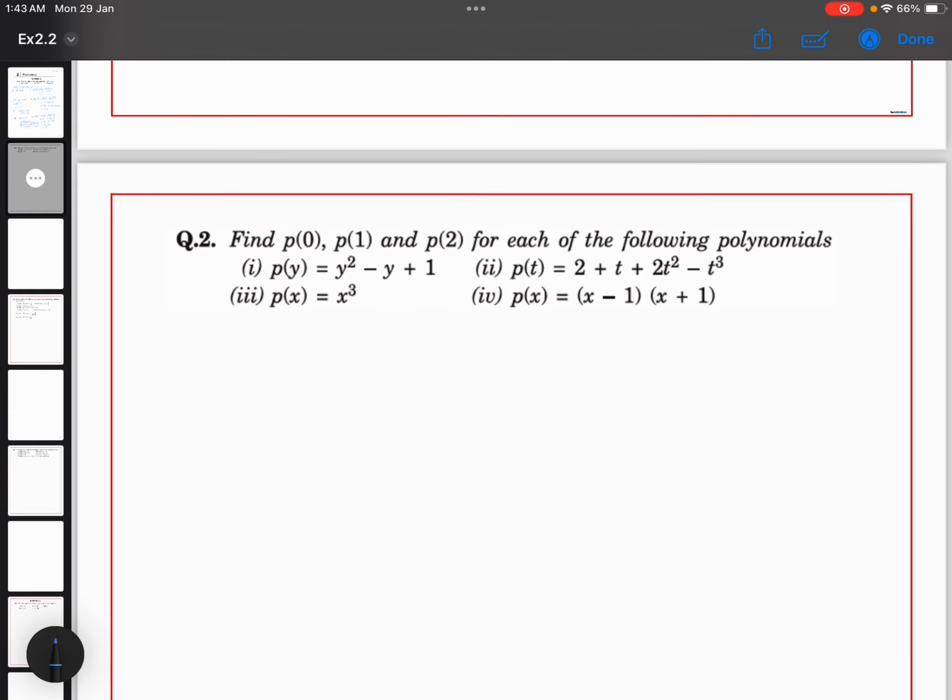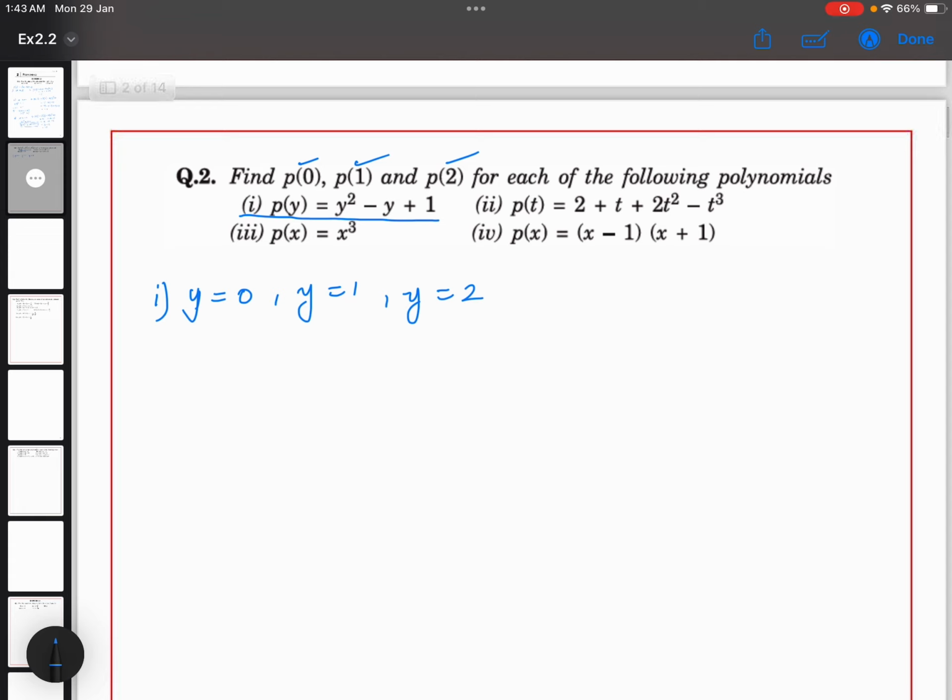Now we'll move on to this question. We're asked to find p of 0, p of 1, and p of 2 for each of the following polynomials. You might be thinking that the value of y is not given to us, right? The variable is already given to us. It's here, look at this, p of 0. So it simply means that for our first equation, we have to find out the values for y equal to 0, y equal to 1, and y equal to 2.